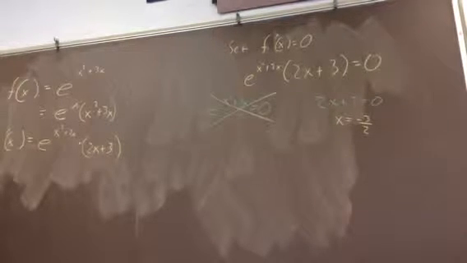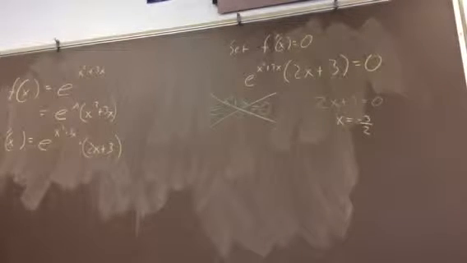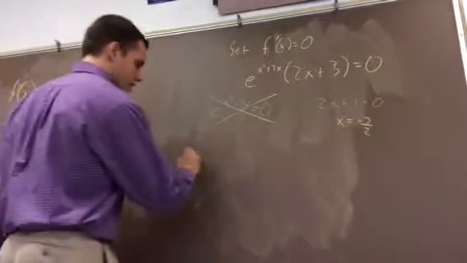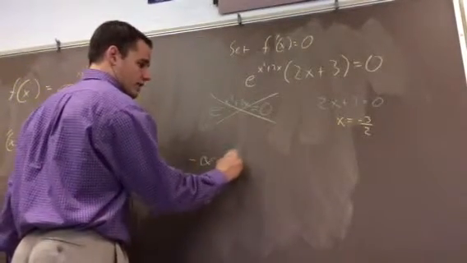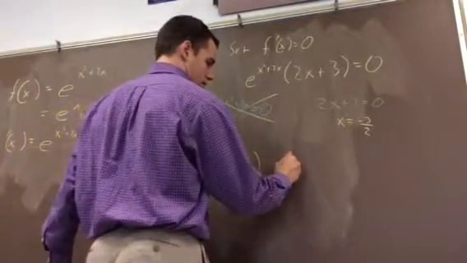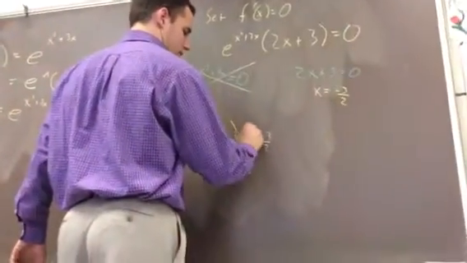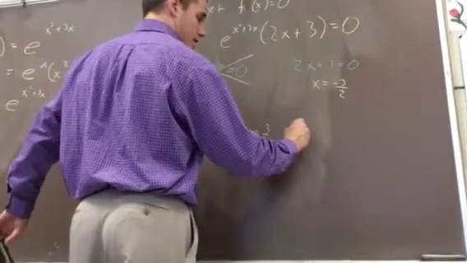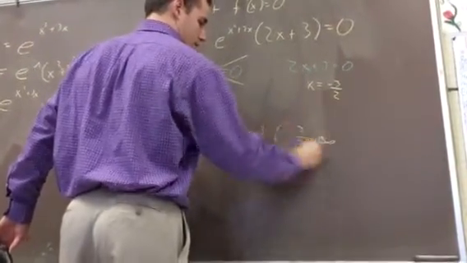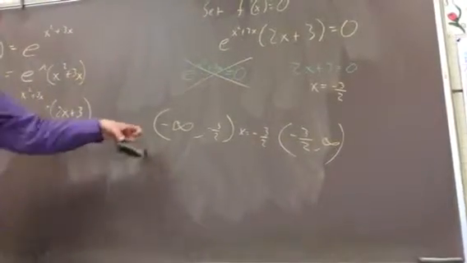Is that going to be a maximum or a minimum? How do we check if it's a maximum or minimum? Pick numbers on either side. So negative infinity to negative 3 halves. And then we have x equals negative 3 halves. And negative 3 halves to infinity. Pick a number in this interval.